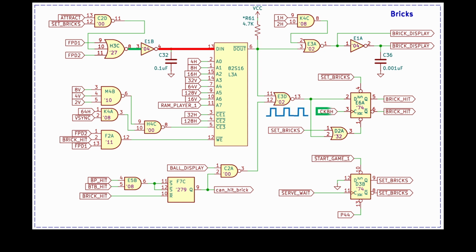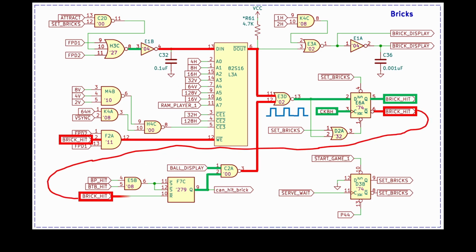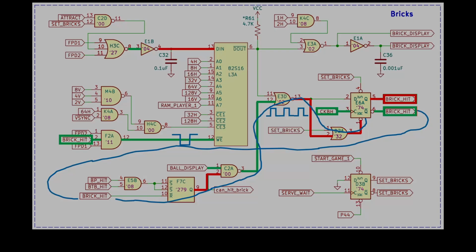CKBH is timed so that the fetched cell data is stable before checking for a collision. If the ball runs into a brick, brick hit is asserted and drops write enable, modifying the cell. Brick hit also resets the can hit bricks latch, which force resets the brick hit latch and raises WE. The right pulse width is therefore determined on how quickly brick hit propagates through this loop to reset itself.